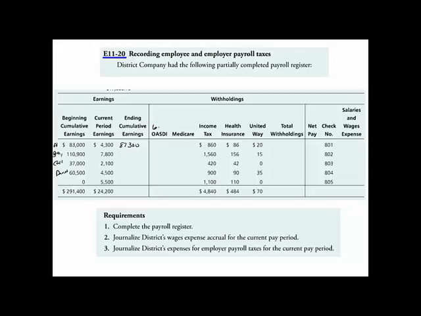So for Social Security, this right here is the gross pay for this pay period. So 6.2% of the gross pay of 4,300 means I'll have to pull out 266.60 for Social Security. Then 1.45% for Medicare, so 1.45% of this gross pay. So 4,300 times 1.45% is 62.35.